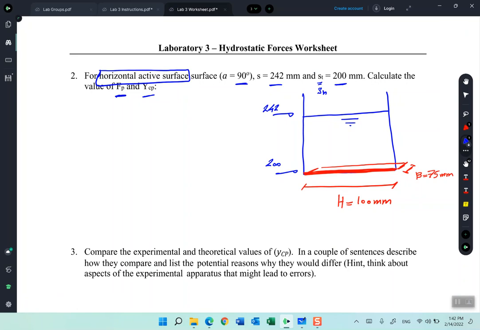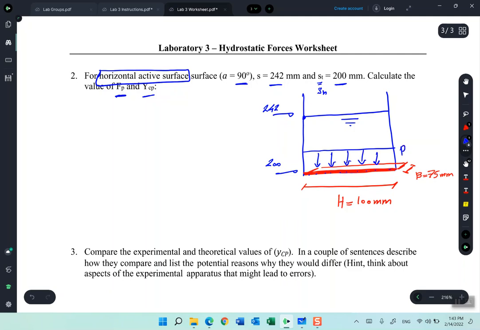So how can I get the pressure force in this case? Let's start by thinking about the pressure itself. What do you think the pressure will be on the active surface? Would it be uniform, or would it be variable? It would be uniform. Why? Because the distance between the water surface and any point on this surface is the same. H is the same. So the pressure will be uniform. So here's the pressure, and it is uniform.